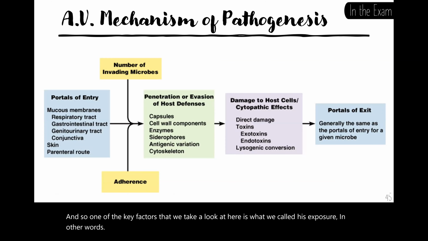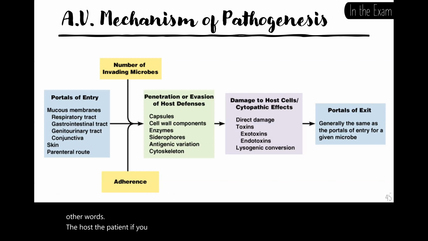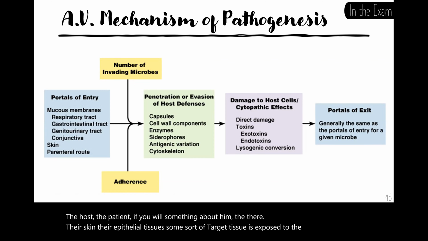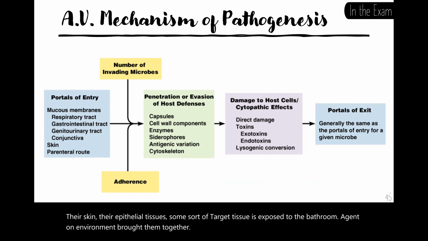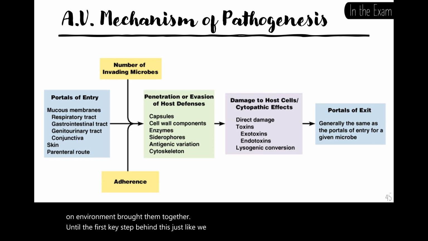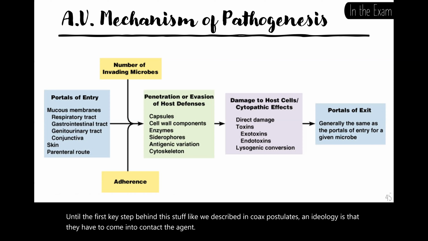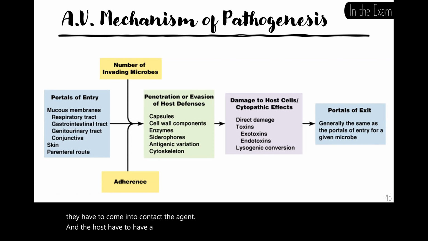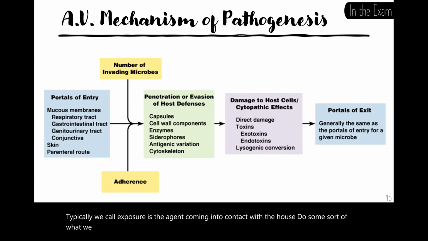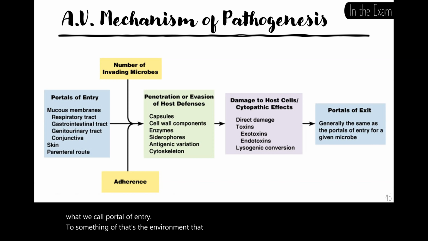the host, the patient, if you will, something about them, their skin, their epithelial tissues, some sort of target tissues exposed to the causative agent, an environment brought them together. And so the first key step behind this, just like we described in Koch's postulates and etiology, is that they have to come into contact. The agent and the host have to have a common environment. Typically, what we call exposure is the agent coming into contact with the host through some sort of what we call portal of entry. It has to gain access to something of you. That's the environment that usually gives the agent access to you.